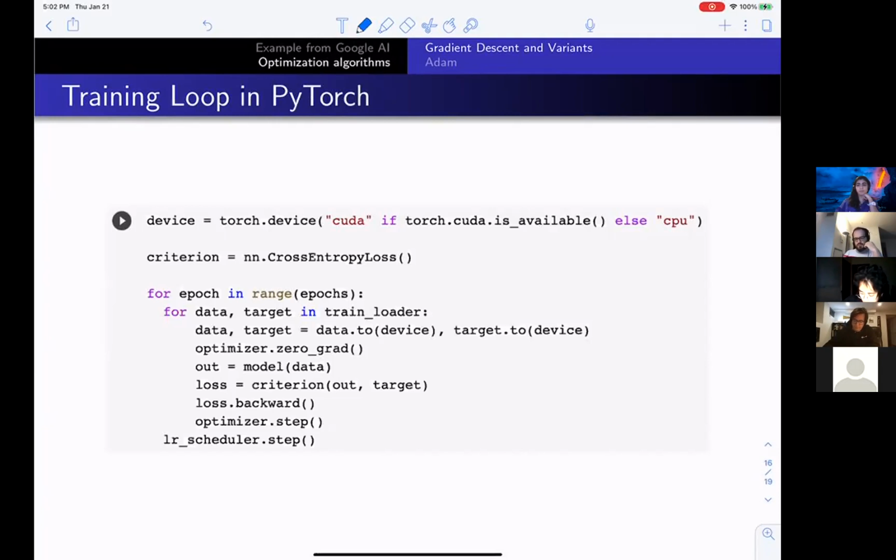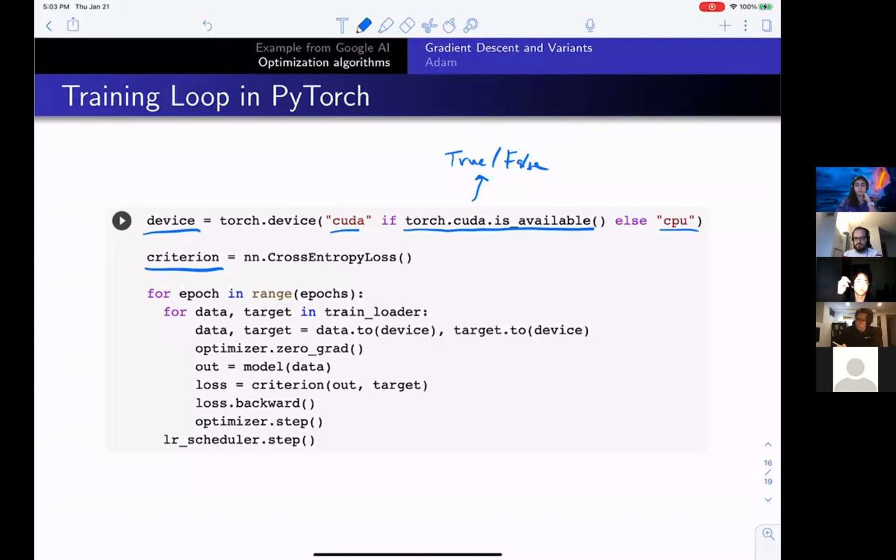So this is the most important slide of this presentation. It shows you how training actually works, right? The first line here specifies the device that you're training on. This can be either CUDA, if CUDA is available, or a CPU. This function returns a Boolean, true or false, depending on whether you're using a GPU, right? So if you're using a GPU, then the device is going to be CUDA, otherwise it's going to be CPU.